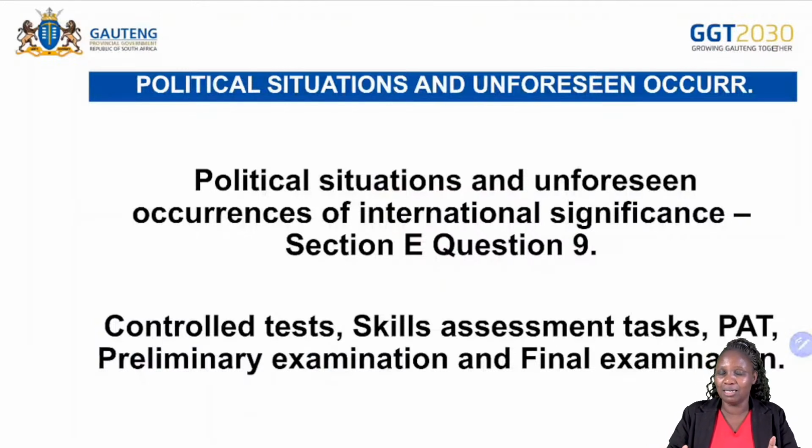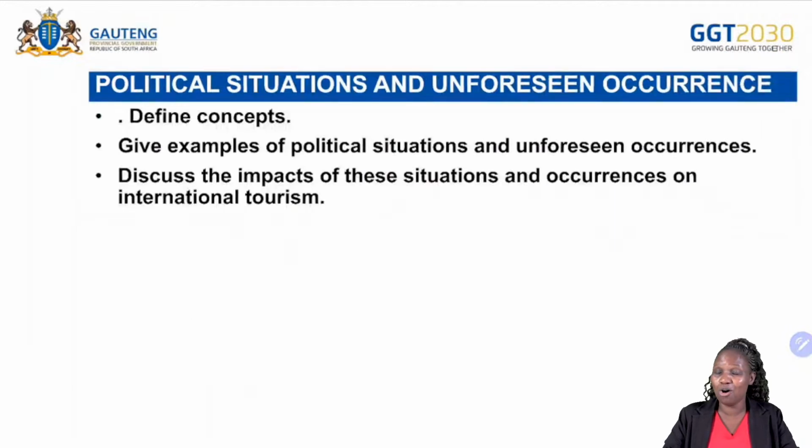In your paper, you will find section E. There's section A, B, C, D, and E. In section E, question 9, you are going to be tested on political situations and unforeseen occurrences of international significance. Remember, our assessment is like this: we've got control tests, skills assessment tasks, PET, prelims, and the final examination.